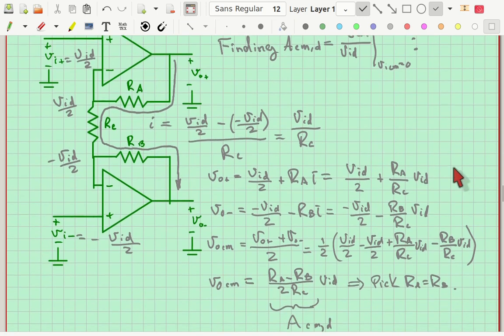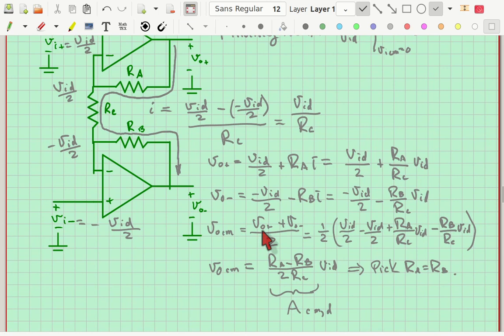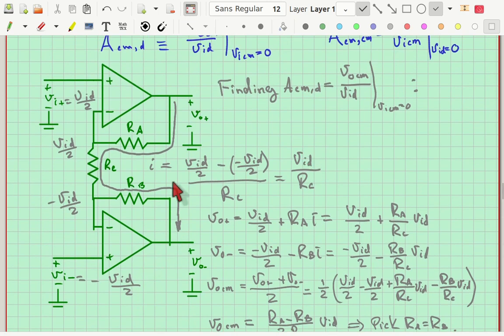Now, finding the V out common mode, I average V out plus and V out minus right here, and it boils down to this expression. The (RA minus RB) over 2RC is the ACM comma D, and I'd really like that to be 0. So I'm going to pick RA equal to RB. That makes this circuit a very nice symmetrical circuit, which is what we would expect if we want to remove the common mode output.